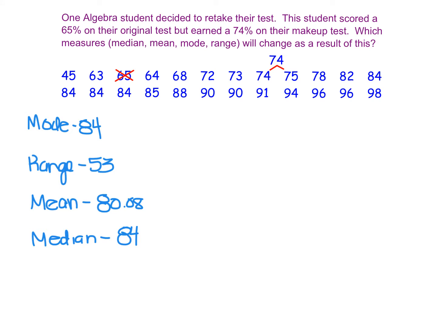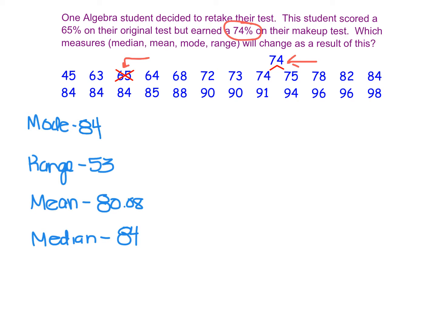So if we look at this example here, it has the same data set and has all of the numbers in order, but now it's saying that we're going to change one of the student scores. So it's saying one of the students retook their original test and they ended up with a 74% on their makeup test. So you can see that I've removed the 65% and I've inserted the 74% in the correct location. And it says which measures, median, mean, mode, or range, will change as a result of this.